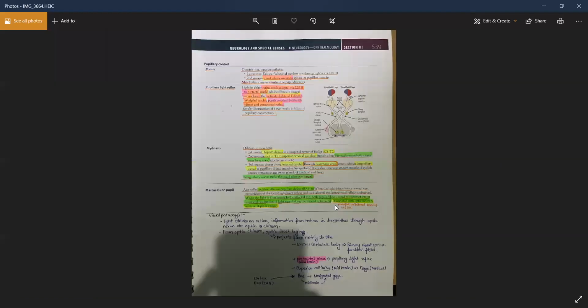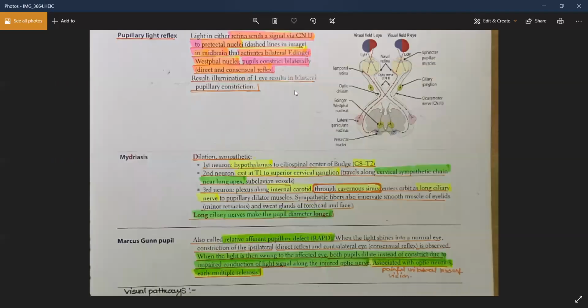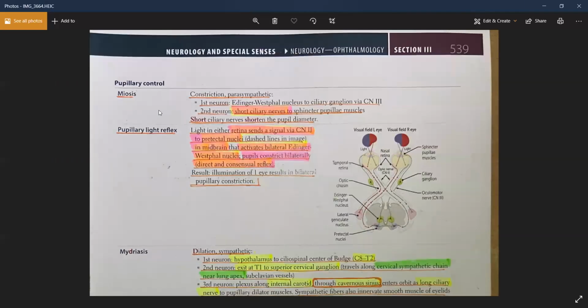Okay, so we are done with most of the ophthalmology, and now comes neuro-ophthalmology. First, you need to know about miosis, how this constriction of your pupil occurs. Now, the first neuron originates from the Edinger-Westphal nucleus.